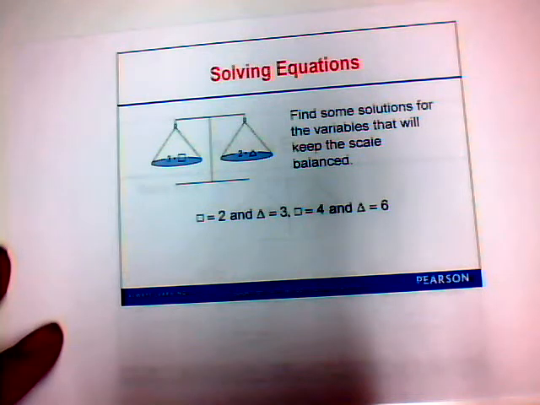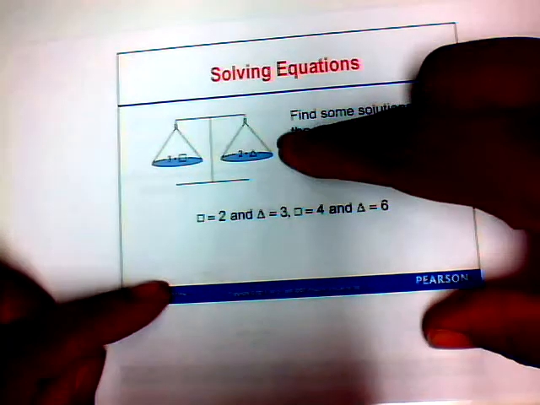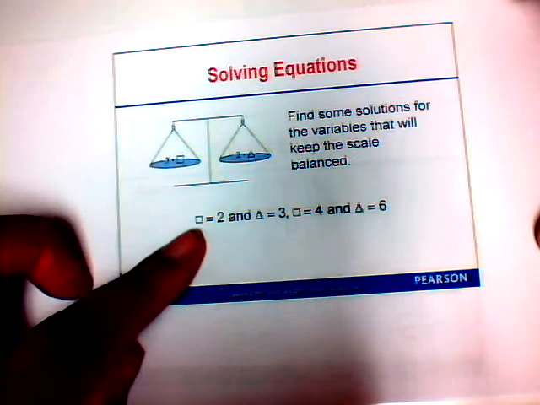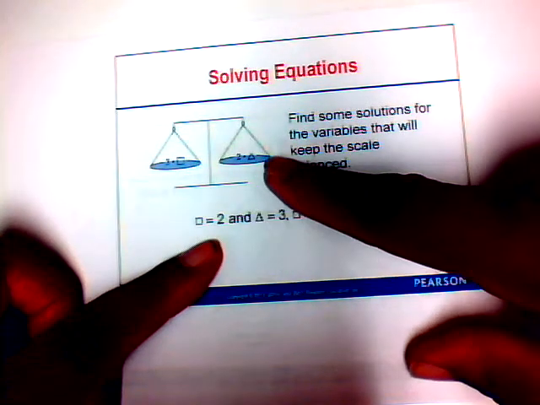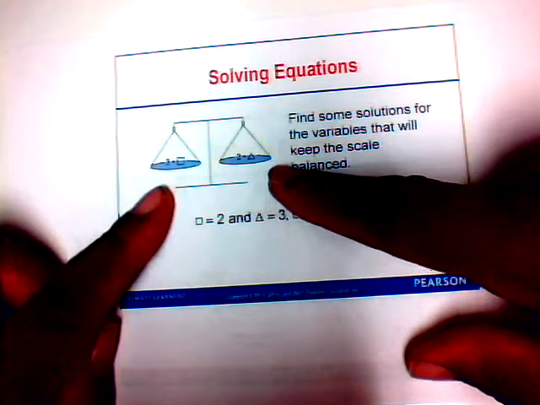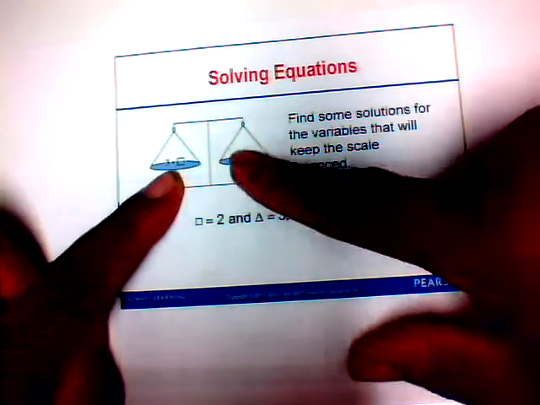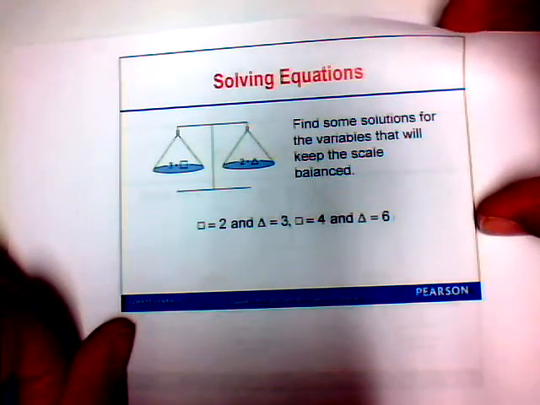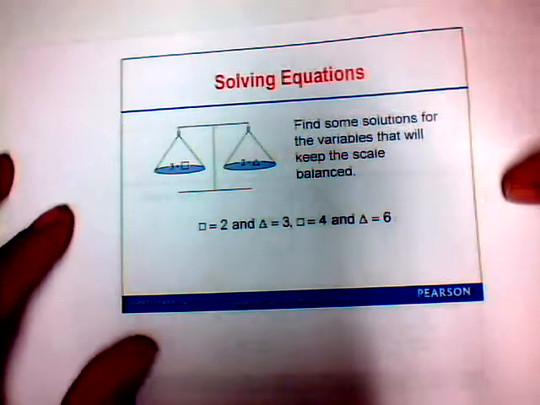And here we want to find some solutions for the variables that will keep the scale balanced. Like in this case, you have 3 times some box equal to 2 times some triangle. So here if I let the square equal 2 and the triangle equal 3, the scale will be balanced. Also, if I let the square be 4 and the triangle be 6, that too will keep the scale balanced. So these are some solutions for the variables that will keep that scale balanced.